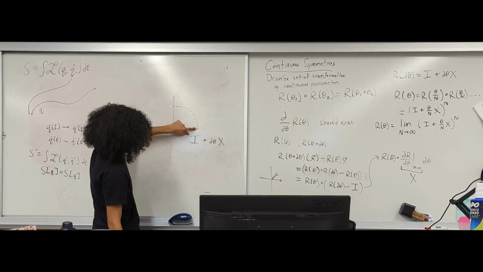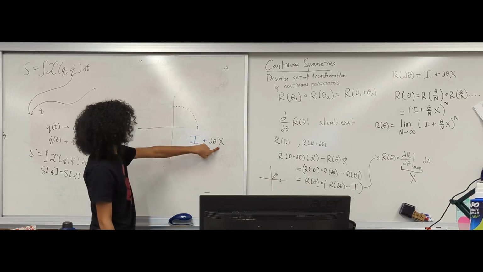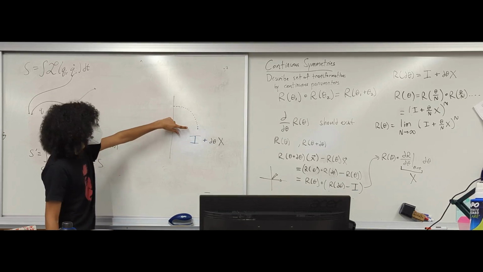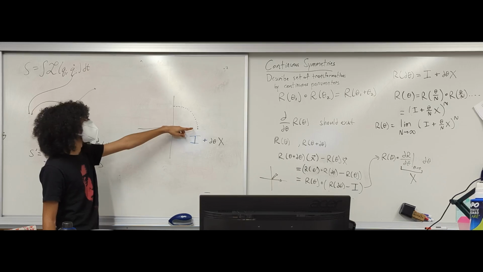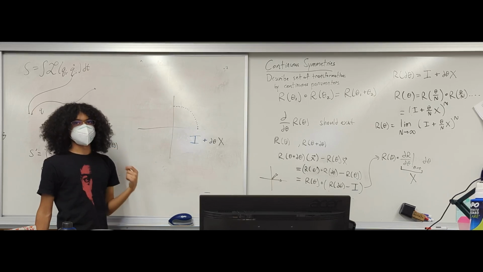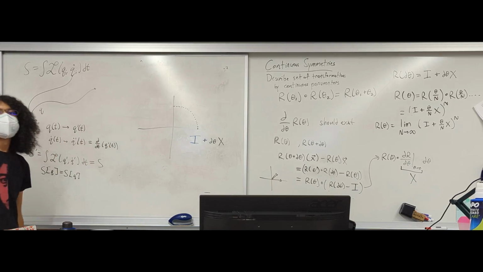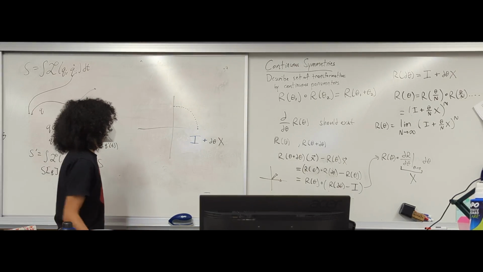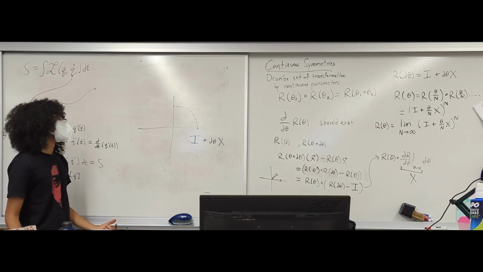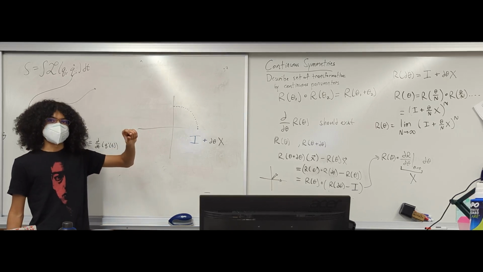So each time you rotate this little bit, this is what you're doing. And then you're doing it enough times so that you get the whole rotation that you want. So this is the general idea with these continuous symmetries, that you can build them up by doing these infinitesimal symmetries.